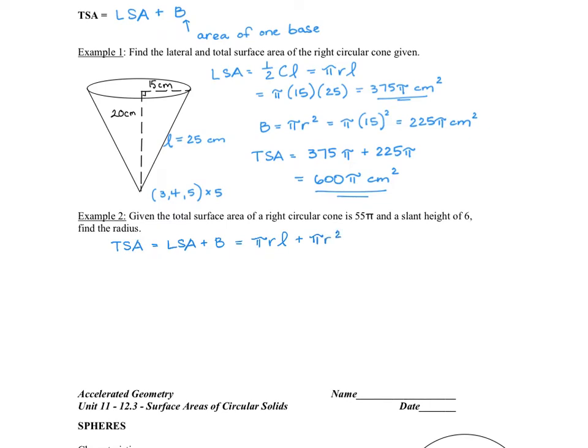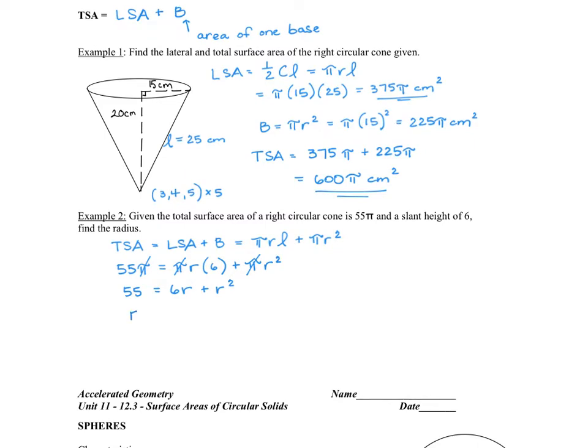And I can just start plugging in what I know. I know the total surface area is 55 pi. The radius is what we're looking for, and the slant height is 6. So when I start to solve this equation, I can see that there's pi in every term, so those get eliminated. And when I simplify both sides, I see that I'm going to have a quadratic.